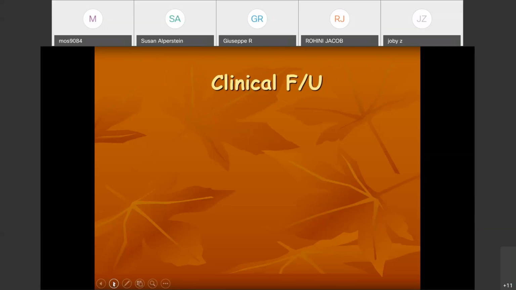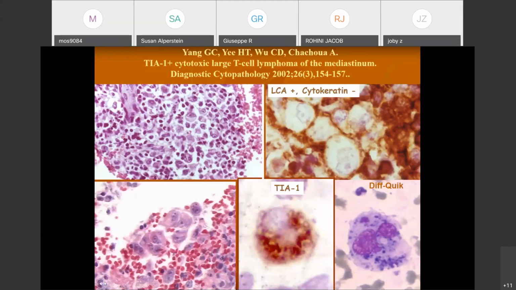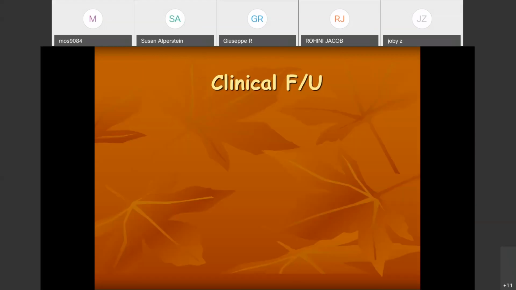It's a T-cell lymphoma. Cytotoxic large T-cell lymphoma of the mediastinum. It's really weird. That's why I want to share with you, this Bellevue case. I thought of a tiny carcinoma or something.